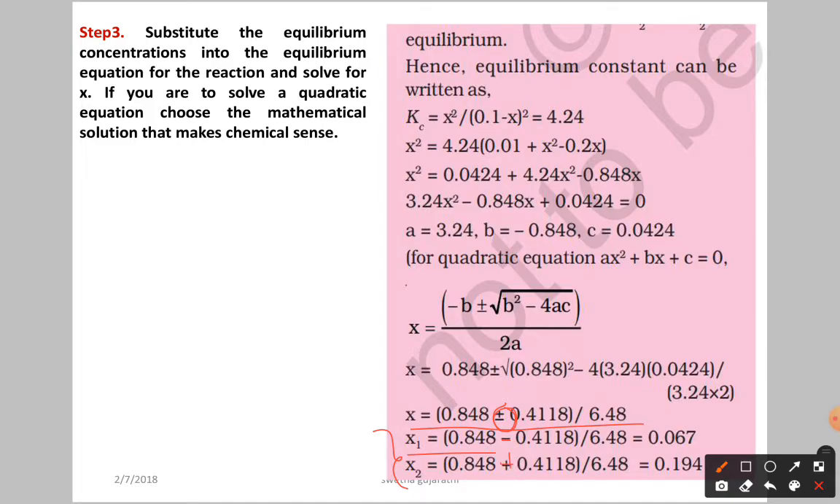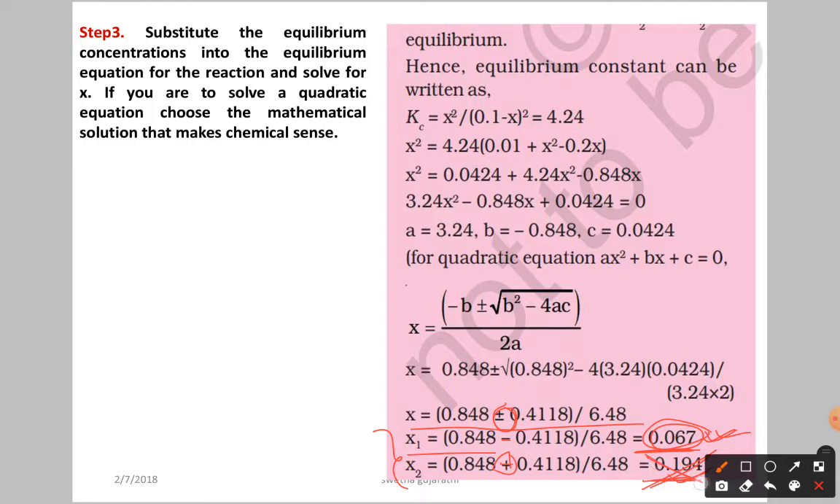Go for the first, the minus: how much x value are you going to get? 0.067. And if you go for the plus value, how much are you going to get now? 0.194. But as you know very well, we should have only one value.